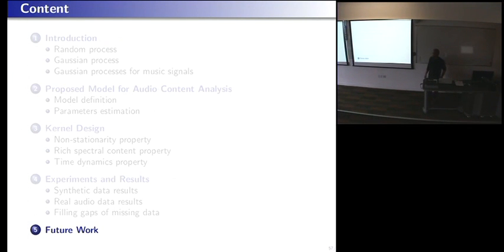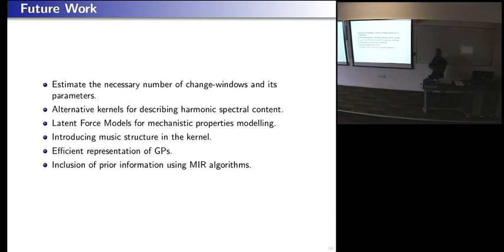Okay, so finally, I will talk about future work. This is research that is ongoing, and I think that maybe the title of the seminar is too ambitious, but there are a lot of tasks that need to be done yet. The first one is, here we assume that we know how many events were in the signal, and we also supposed that we knew the values of the parameters of these change windows. So I think it's necessary also to infer from the data how many events there are and the properties of the change windows. Also, alternative kernels for describing harmonic spectral content can be analyzed. There are more options about how to describe this property.